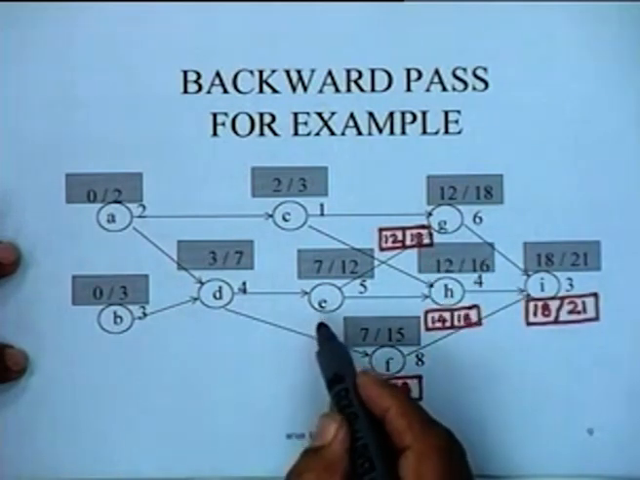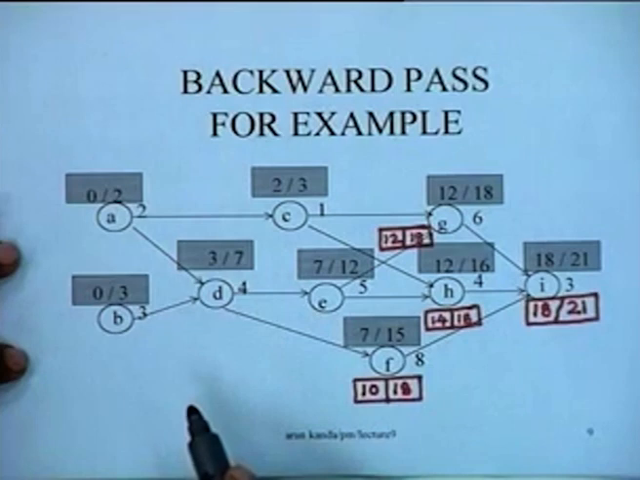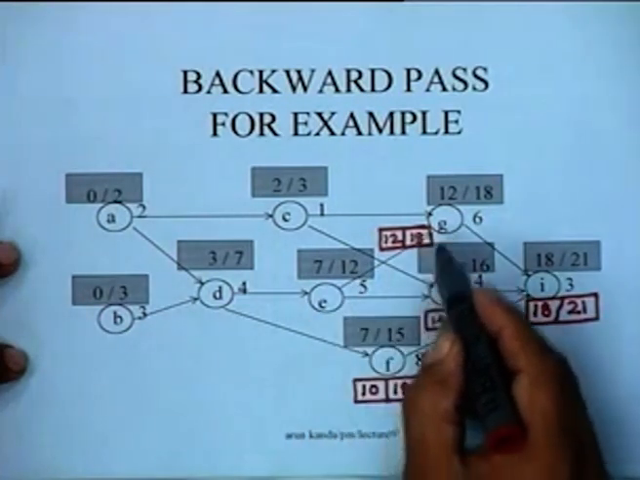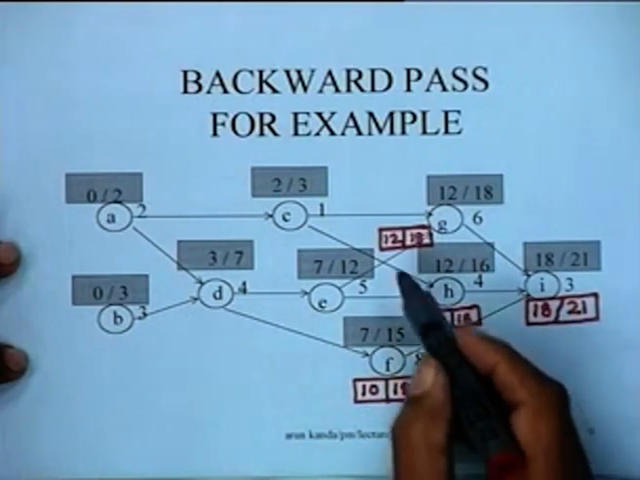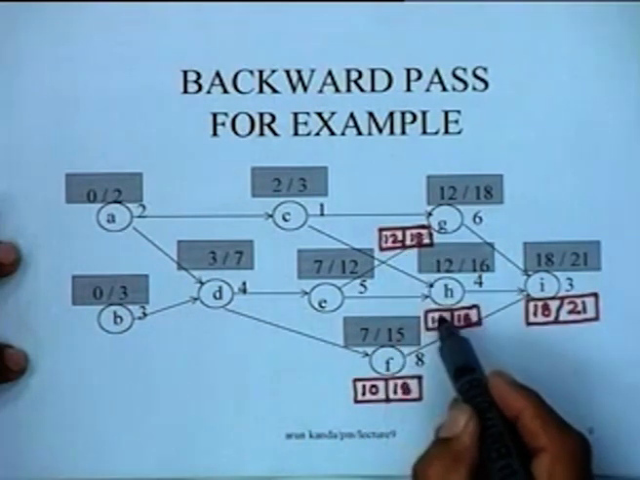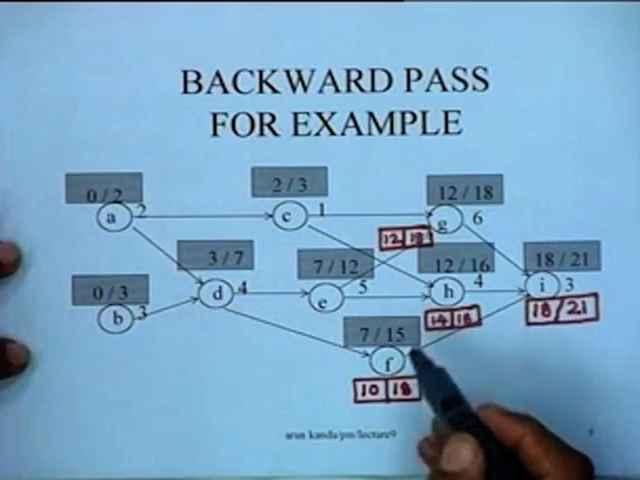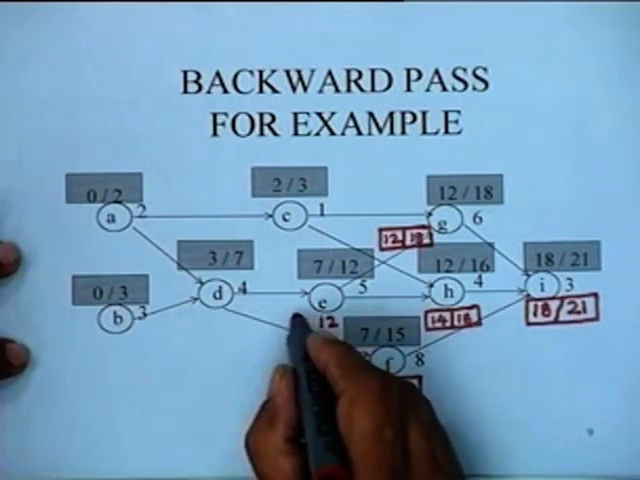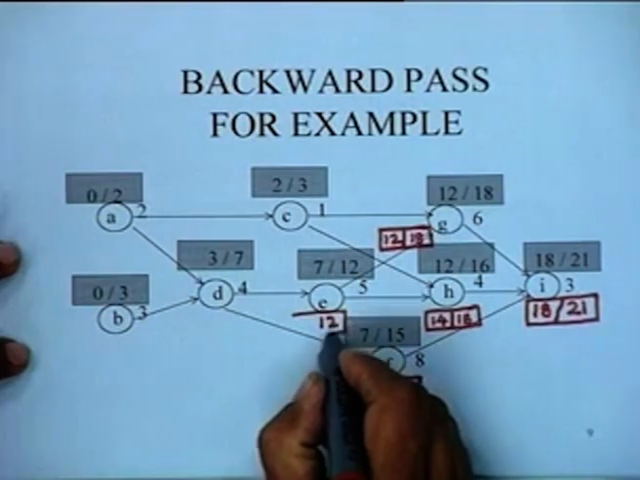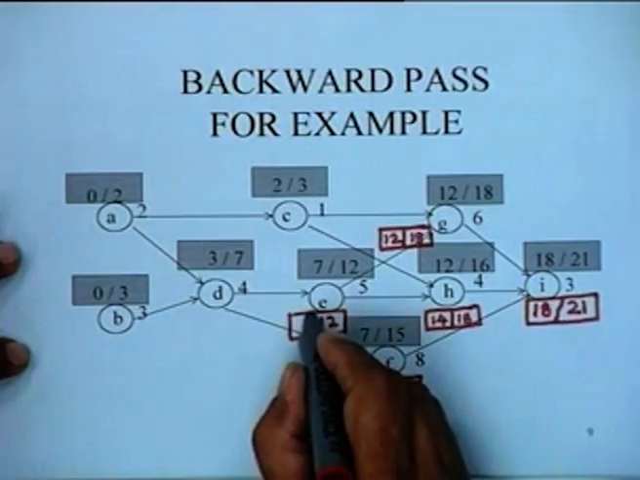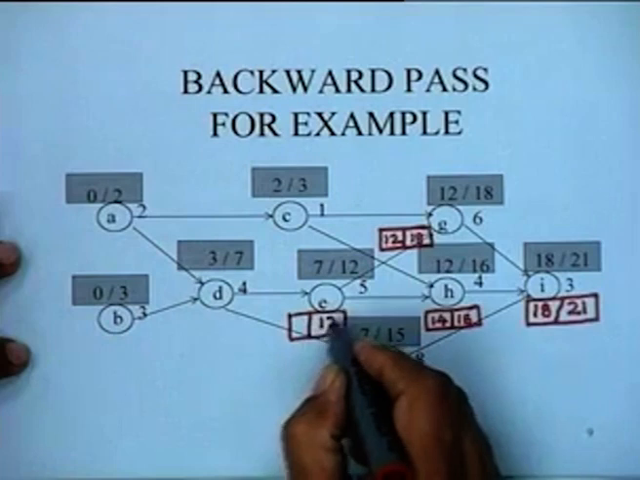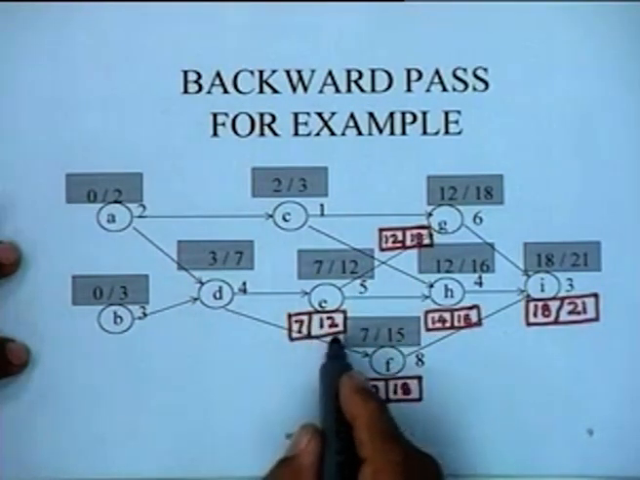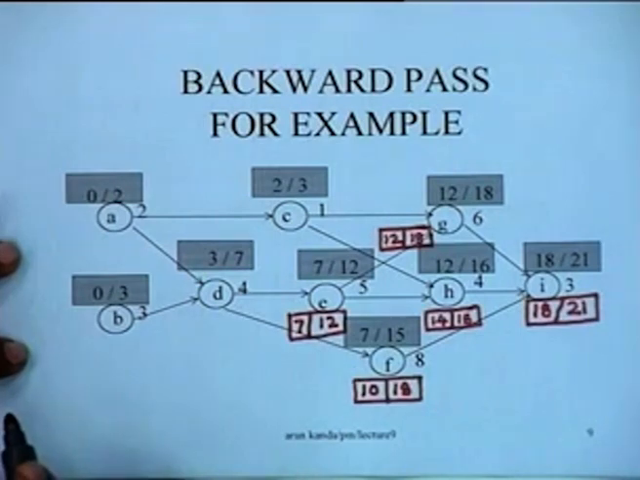Let's try to determine this for activity E. Notice that activity E has two successors, G and H. So what I have to do is take the minimum of 12 and 14, and this is going to be the latest finish for activity E. And in order to determine the latest start for activity E, 12 minus 5, which is going to be 7. So this is the latest start and finish for activity E.